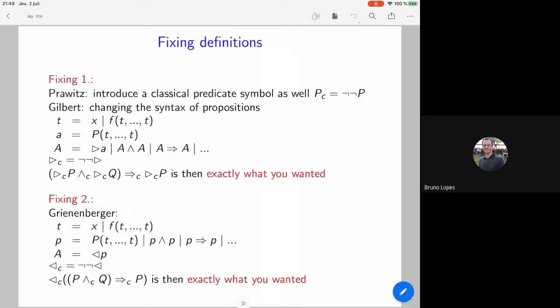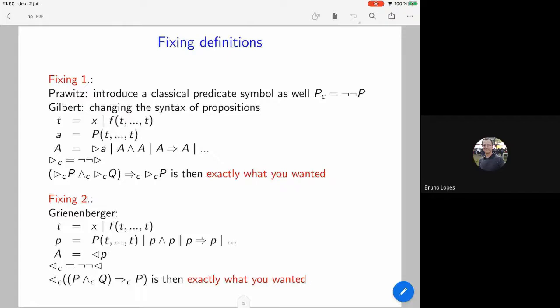So Prawitz himself has proposed to introduce not only a classical version of the connectors and quantifiers, but also a classical version of the predicate symbols. And in this case, the classical version of the predicate symbol, the zero-ary predicate symbol P, would be not P. And using the classical predicate symbol, what you get is exactly the double negation in front of atoms that were missing. And then Frédéric Gilbert understood that changing just a little bit the syntax of propositions allowed to do the same thing without introducing a classical duplicate of the predicate symbol.